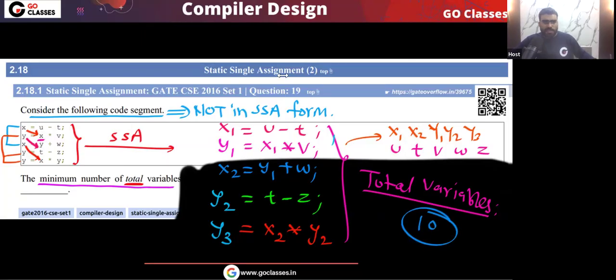Is this clear? Please tell me. So very simple question, right? The total variables that are required will be 10. Did you understand this? Let me know. Is this question clear to everyone? Please tell me. So the answer is going to be 10.